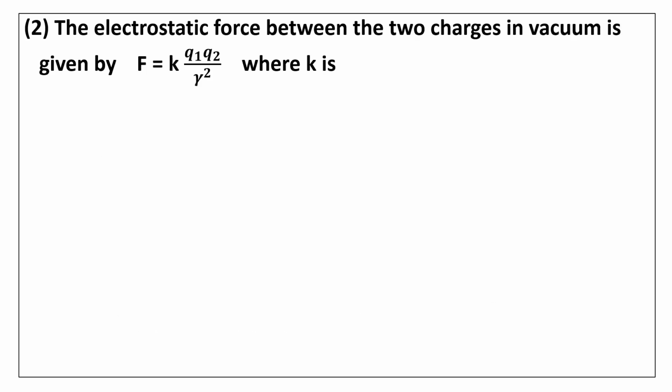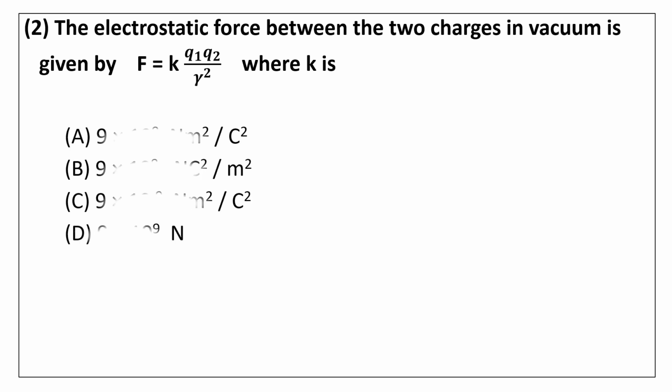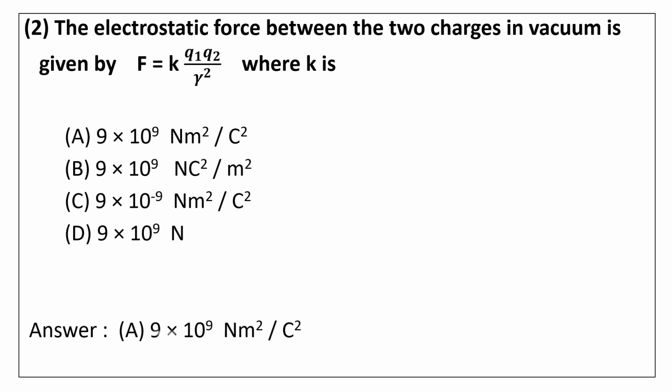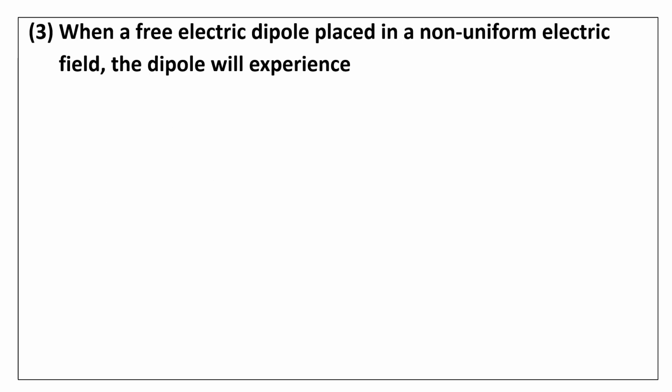Let's move to the second question, that is electrostatic force between two charges in a vacuum is given by F equal to K Q1 Q2 divided by R square, where K is. So from this option A is correct. 9 into 10 to the power 9 meter square per coulomb square. So let's move to the third question.